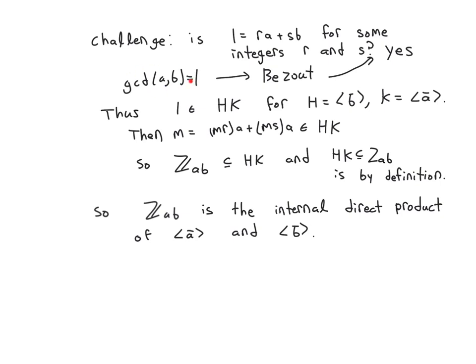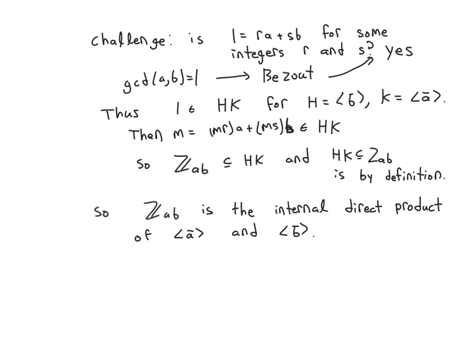Well, yes, when they're relatively prime, this is the theorem of Bezout. So that means that at least the integer 1 is in this product of subgroups, for H equal to this subgroup and K equal to this cyclic subgroup. Of course, that solves the problem, because now if you take any integer m, you can just multiply through by these coefficients. mra plus msb is now also in the set, and so congratulations.